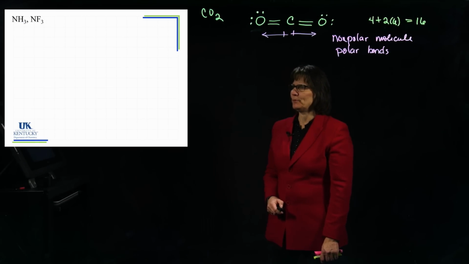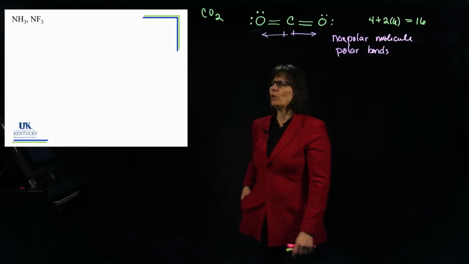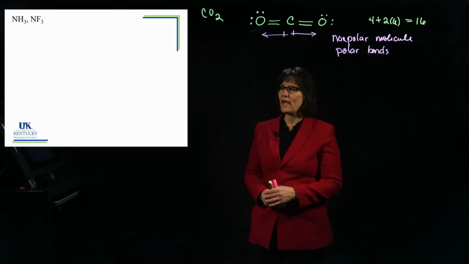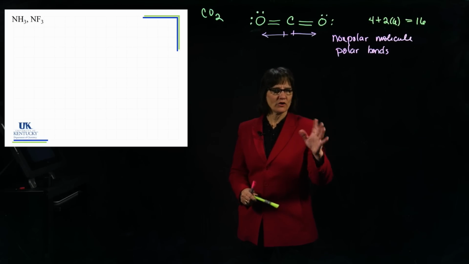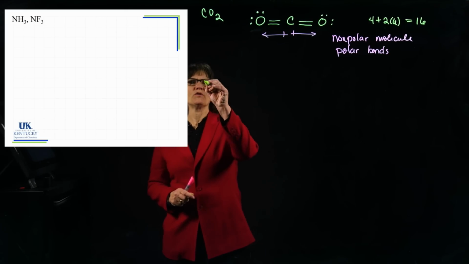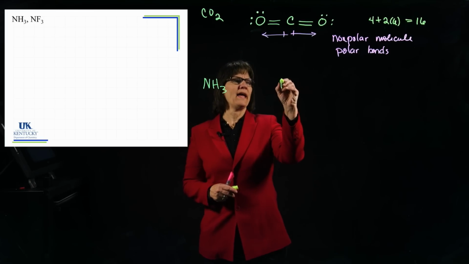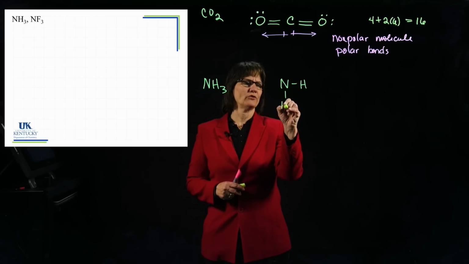So let's do another example. These two molecules, NH3 and NF3, will be very similar in a lot of ways, but something about their polarity will be different, and we'll see that as we go. So let's do NH3 first. Now for speed, I'll just go right ahead and draw the Lewis structure. Here's my Lewis structure.